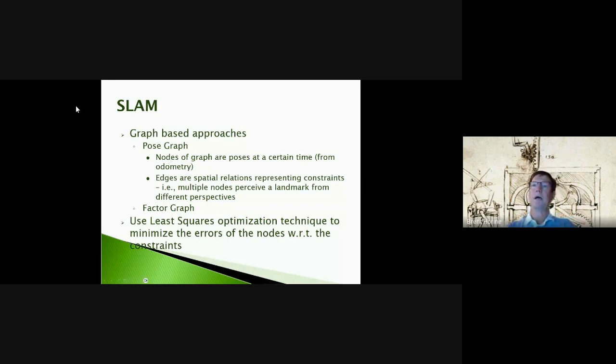So in this case, though, our nodes of the graph are poses at a certain time, right? And we might get that from telemetry, right? So we're going to explore this area, and at each time step, time sequence, however we're going to sample that, we're going to have a pose represented in this node of the graph, right?